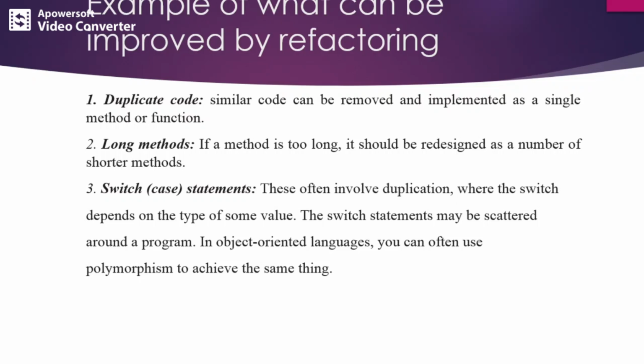The switch statements may be scattered around a program. So if suppose I have used somewhere a switch block, I might be calling it anywhere in the program. That switch I might pass the value. So the switch statements may be scattered around a program. In object-oriented languages, you can often use polymorphism instead of that to achieve the same thing. So these are the examples.